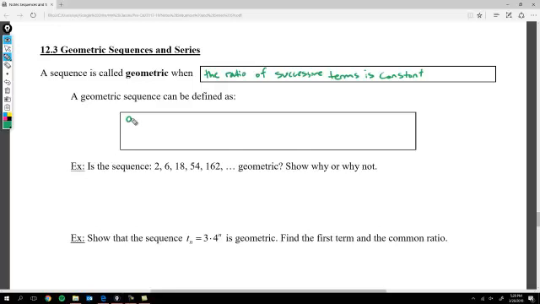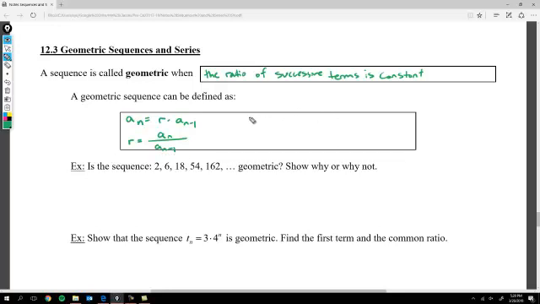So the way that we can define this recursively is a sub n equals r times a sub n minus 1, where a sub n is any term, and a sub n minus 1 is the number that came right before it. And the way that I can define my common ratio is, like I just said, any number divided by the number that came right before it, that's a sub n minus 1.